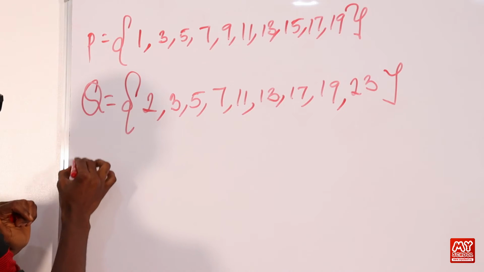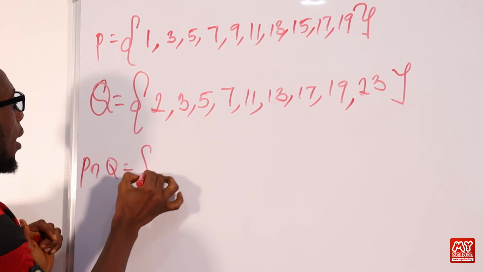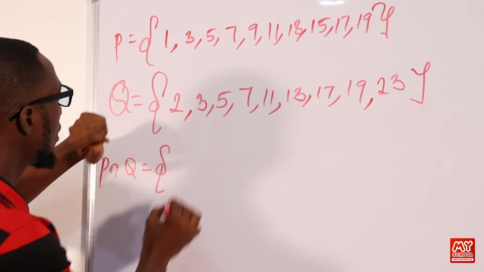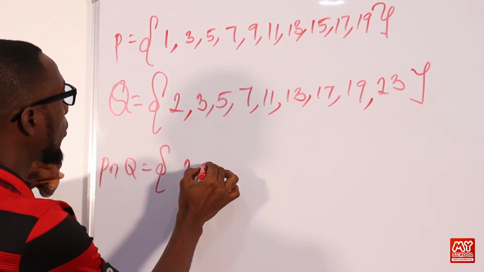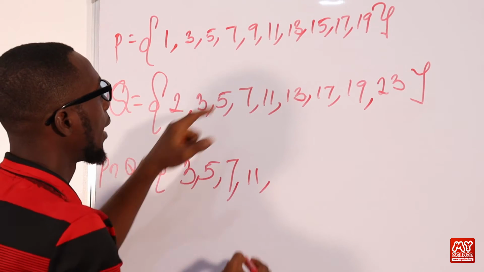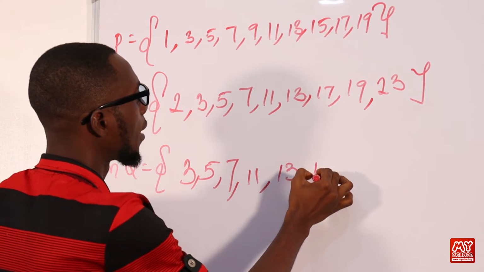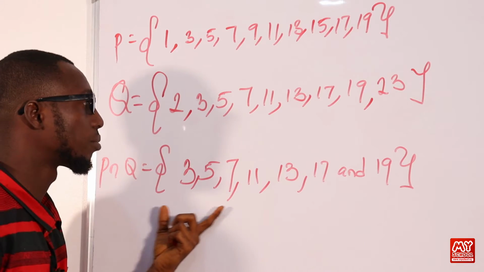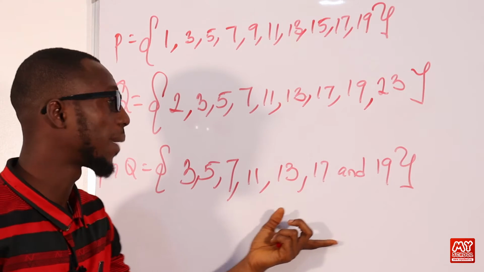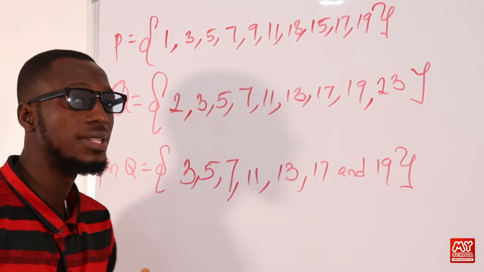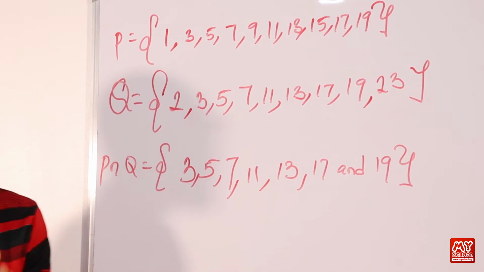So we're asked to now find P intersection Q. So we are talking about members that you can find in P and that you can also find in Q. So what are they? We have 3, 5, 7, 11, 13, 17, then we have 19. So all we need to do is to ascertain that we have these members correctly written out in the options provided. So we are talking about 3, 5, 7, 11, 13, 17, and 19. So let's go back to the options and see where we can find this.